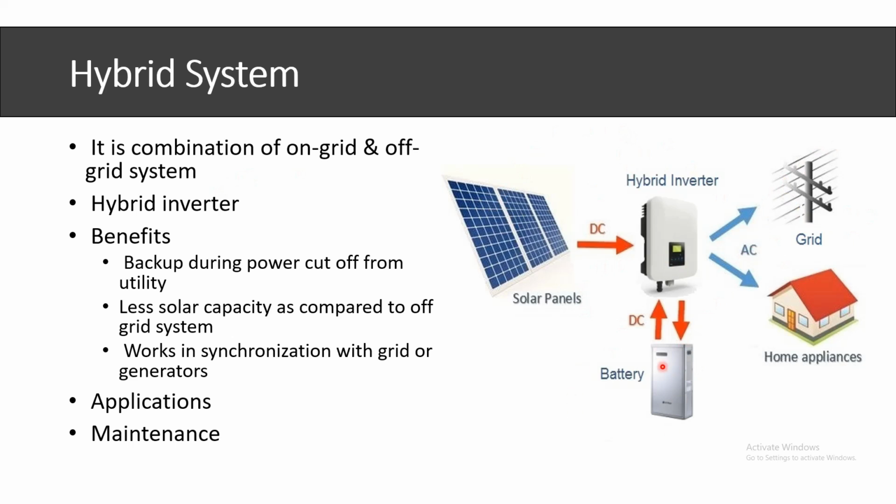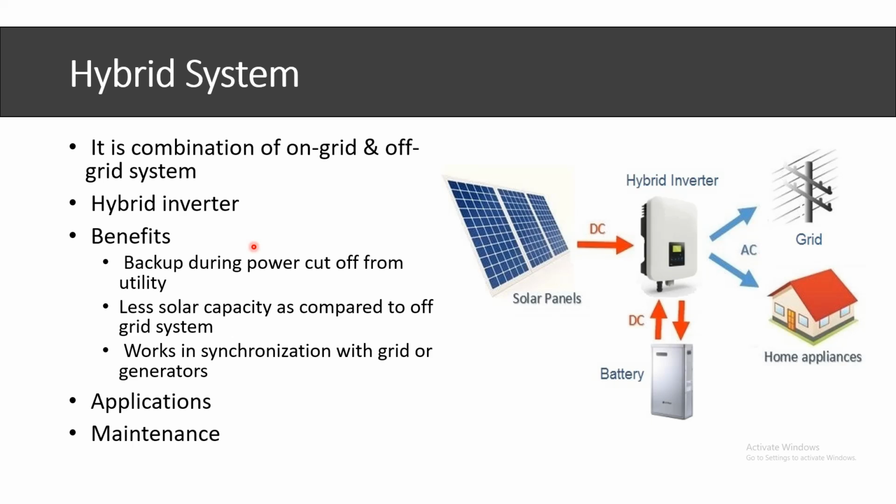So what are the benefits from this system? First is backup during power cutoff from the utility, that we already discussed. Next is less power capacity as compared to off-grid. So whenever you design off-grid solar system, you need to consider some factors, okay, like suppose there will be not enough radiation to charge your battery, so you need to have some extra panels to charge your battery completely.